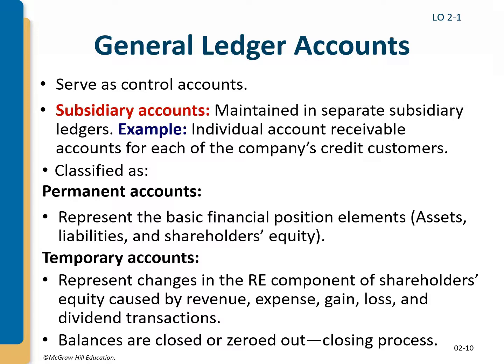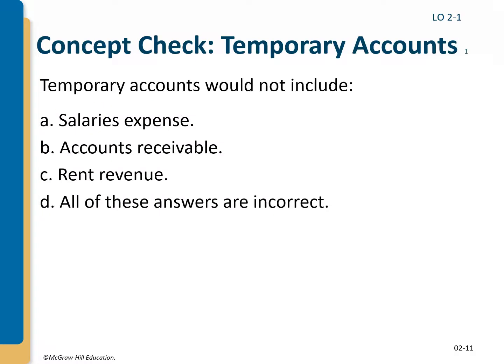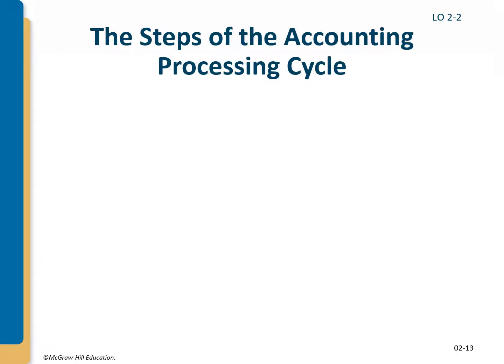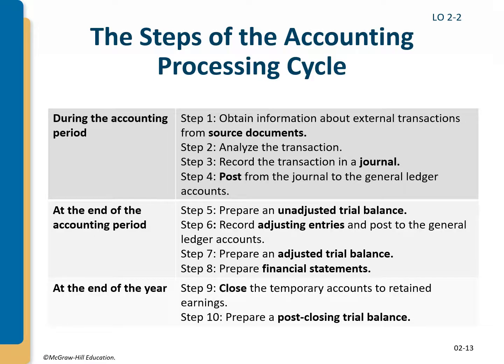So just some information. We're going to go through all these steps. So really quick, temporary accounts would not include accounts receivable. All the rest of these are temporary. Now, let's take a look at all the steps in the accounting process or cycle. So during the accounting period, so from the beginning through almost the whole year, obtain information about external transactions from source documents. You'll analyze the transaction and record it as a journal entry. And then you will post each journal entry to the general ledger account it affected.